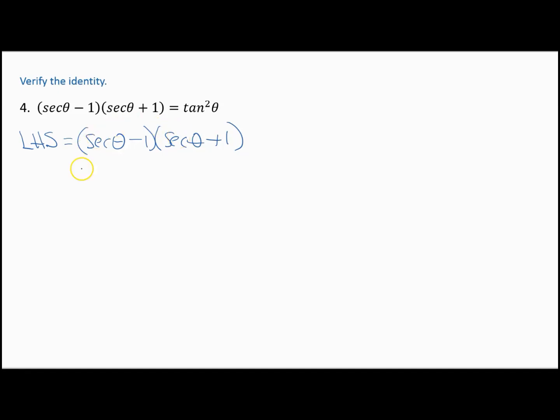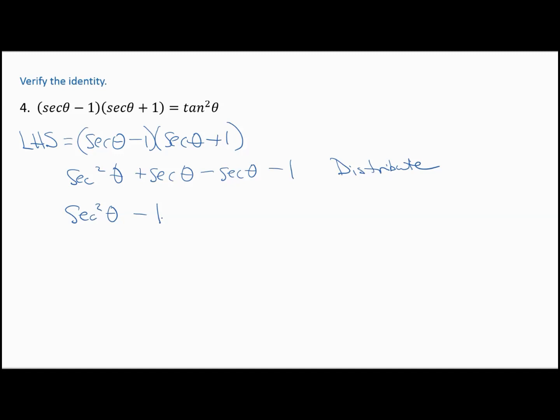So secant of theta times secant of theta is secant squared of theta. Secant of theta times 1 is plus secant of theta. Negative 1 times secant of theta is minus secant of theta. Then negative 1 times positive 1 is minus 1. Okay, so that is the distributive property. It's also multiplication. The secant of theta and the negative secant of theta cancel each other out, so I get secant squared of theta minus 1.